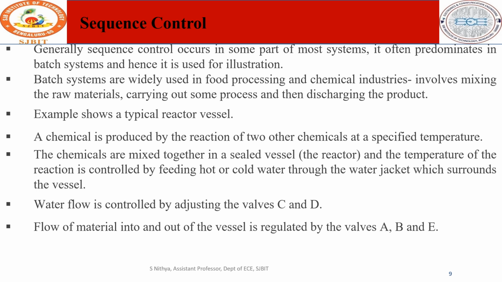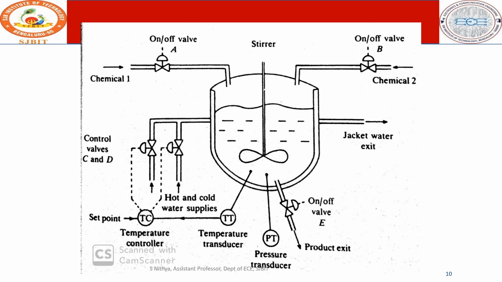Before going to see this, batch processing systems are widely used in food processing and also chemical industries, which involve mixing of two raw materials, carrying out some process and then discharging the products. Now we are going to take one example, a chemical reactor vessel. First of all, a chemical is produced by the reaction of two other chemicals at a specified temperature. I will show how it is done by using this diagram.